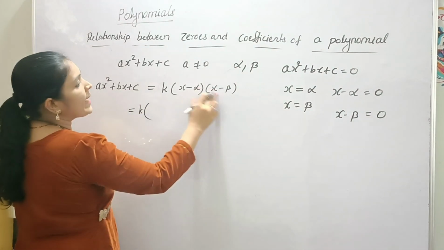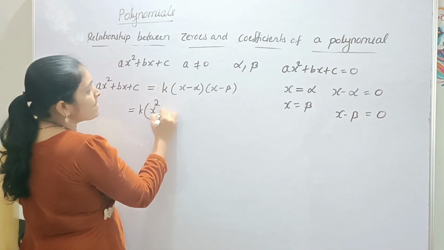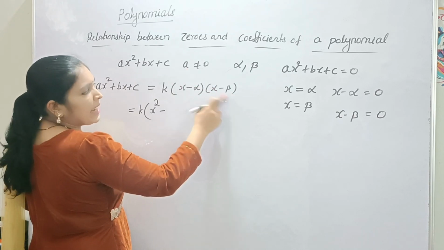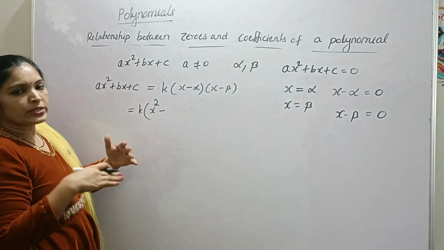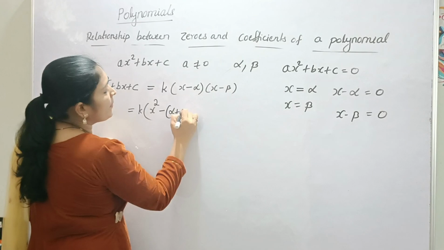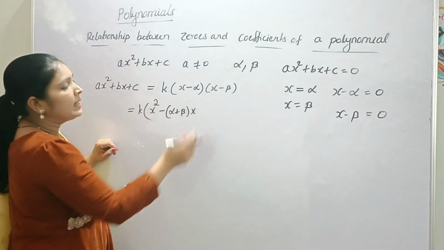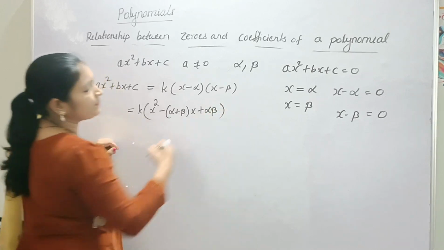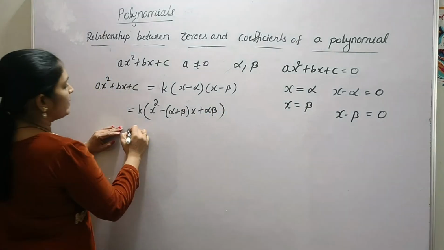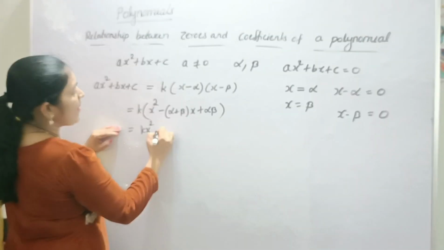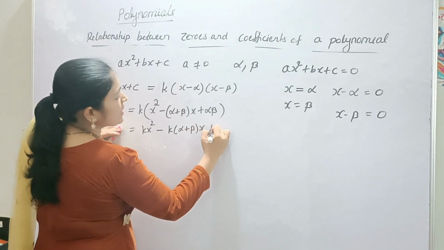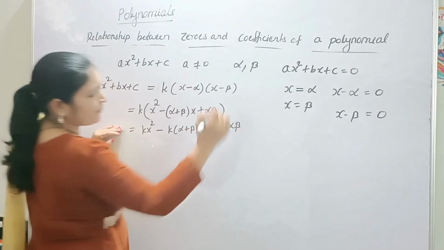Then simplify this one. k into x square minus alpha x minus beta x. Take x outside, you will get minus of alpha plus beta into x. Last term, minus alpha into minus beta, that is plus alpha beta. Then kx square minus k into alpha plus beta into x plus k into alpha beta.